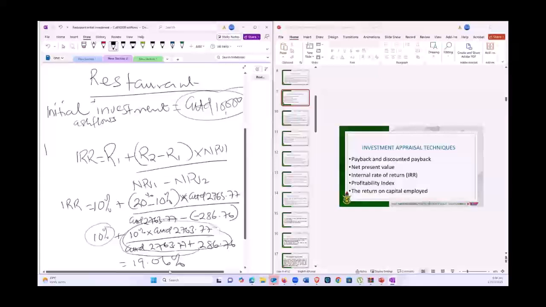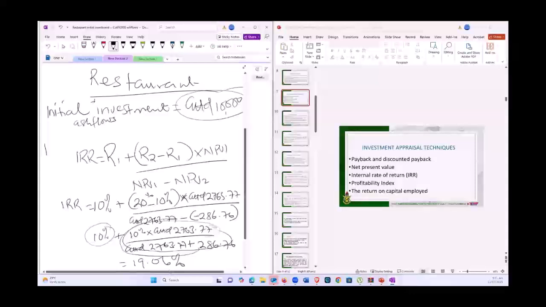So you accept all projects with internal rate of return greater than the cost of capital of the firm, and reject all projects with internal rate of return less than the cost of capital of the firm. So in our example, the original cost of capital of the firm is 10%. Our internal rate of return is 19.6%. So we can say that the project is viable.